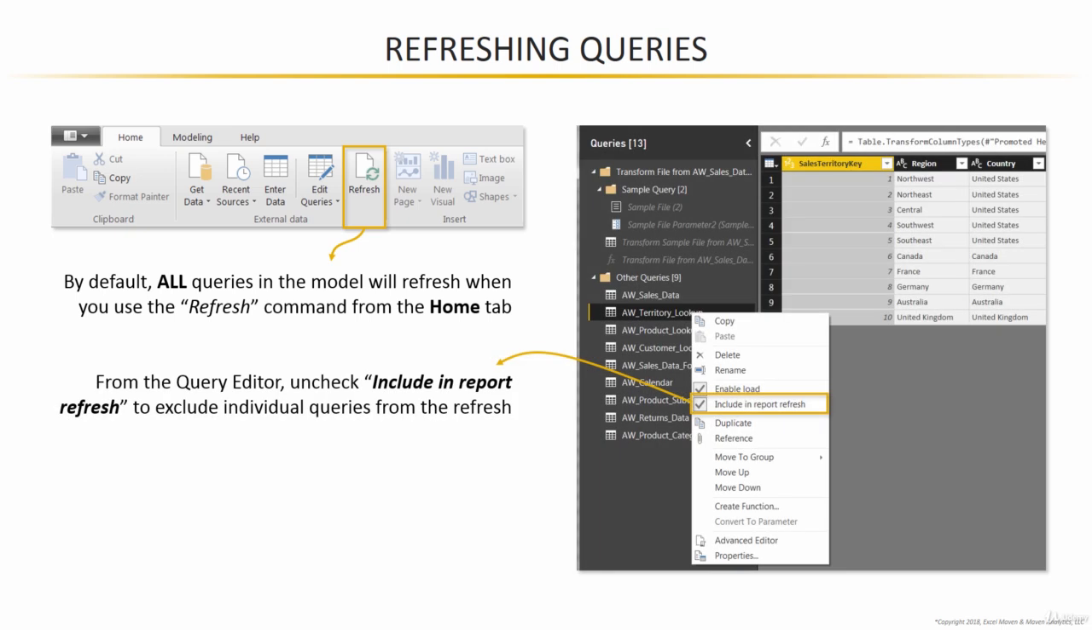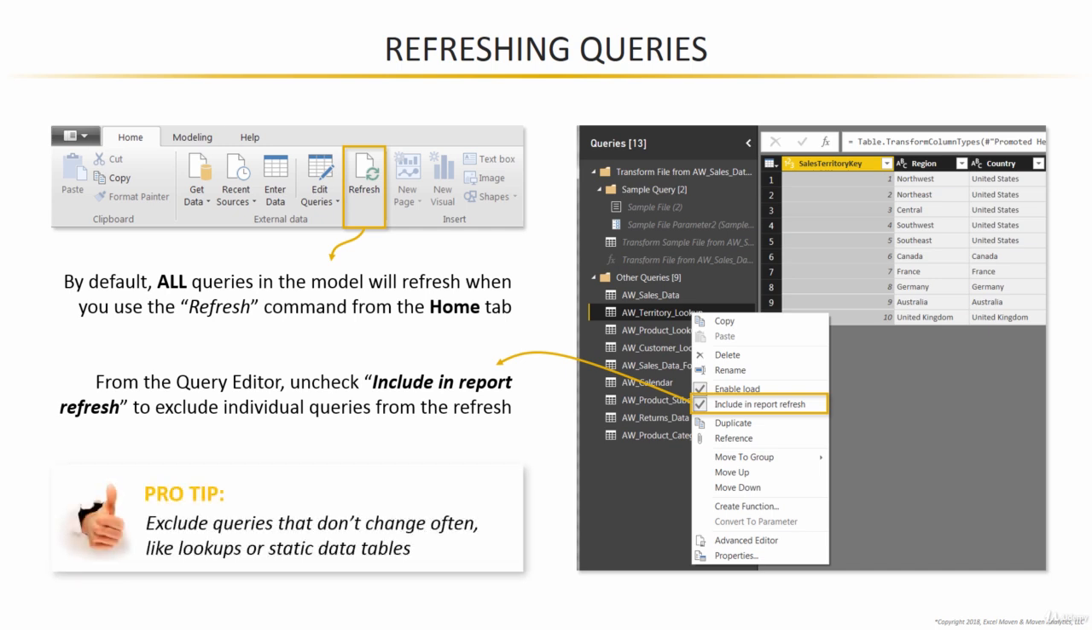But you can customize these refresh options. Within the query editor, in that queries pane, you can right-click any one of your individual connections or tables, and you can simply deselect or uncheck that box that says include in report refresh. As you might expect, that prevents that file from refreshing whenever you hit that refresh command from the Home tab. So, helpful pro tip here, what you can do is exclude all of your queries that don't change often or don't change at all, like your lookup tables or any static data tables that you might have.